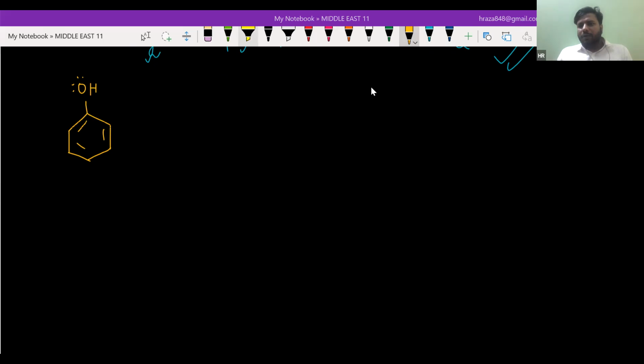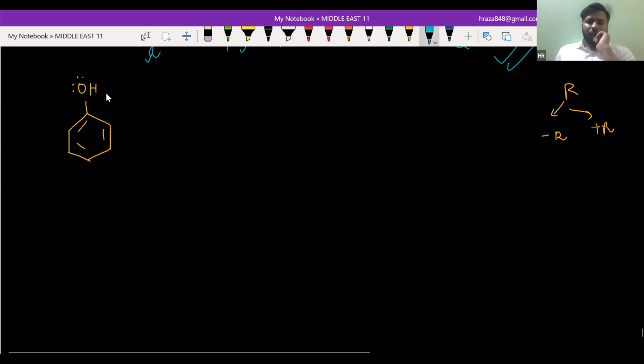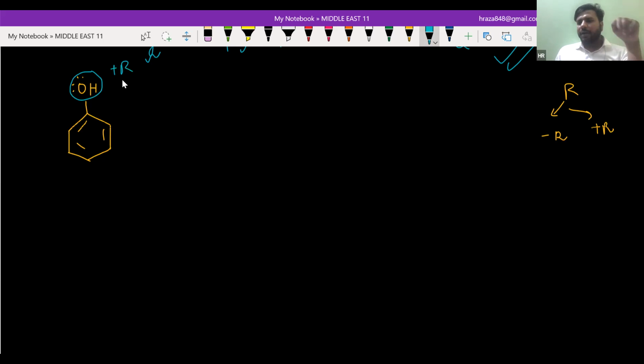Okay. First, resonance is of two types: first is minus R and the second is plus R. First, we have to check which is minus R and which is plus R. Basically, OH is plus R, that means it will start donating electrons. So this lone pair will move to make a double bond here. Now you can count the carbon from here is already making 4 bonds, so one of the bonds will be broken and move to this position. Okay.